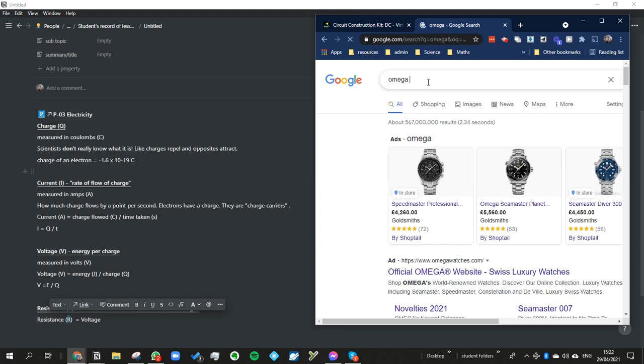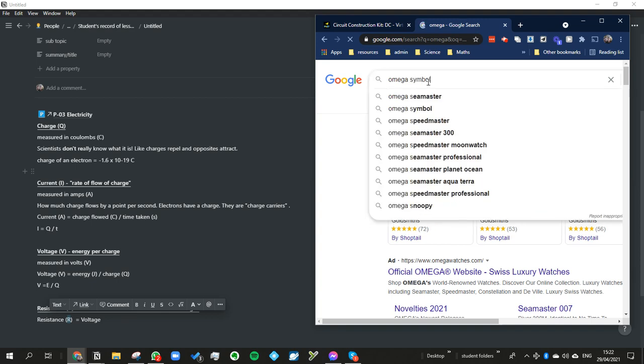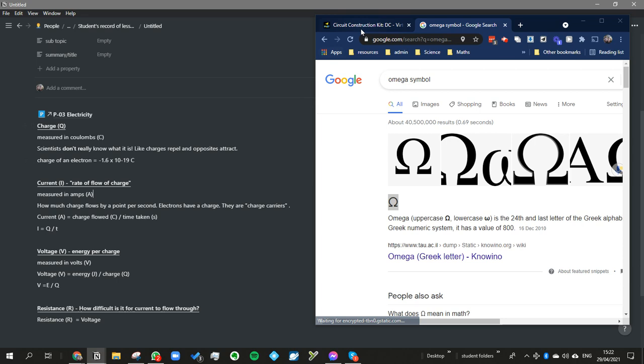I do this all the time. I search omega, and it gives me a load of watches. Omega symbol. And then just copy. Okay. Back to here.